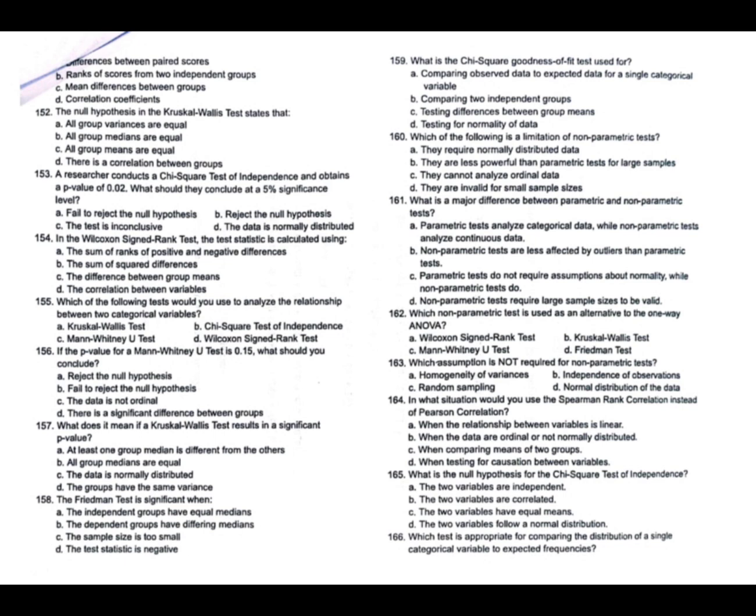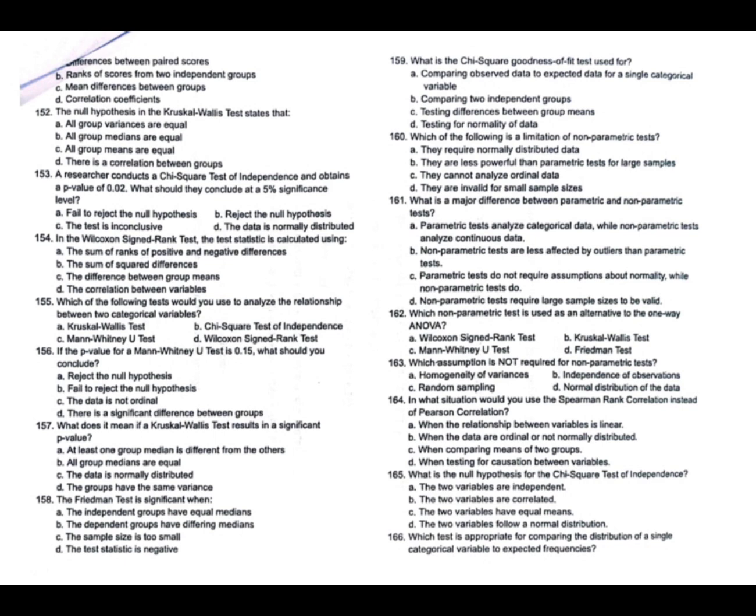It is calculated using the sum of ranks of positive and negative differences. 154. Which of the following tests would you use to analyze the relationship between categorical variables? So it must be letter B, chi-squared test of independence, since it states there the categorical variable. 156. If the p-value of a Mann-Whitney U test is 0.15, what should you conclude? We should conclude that we fail to reject the null hypothesis.